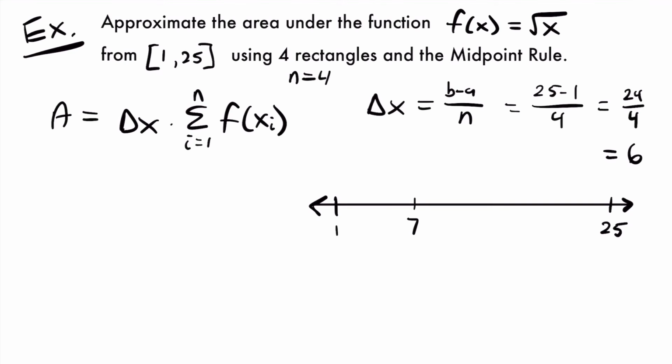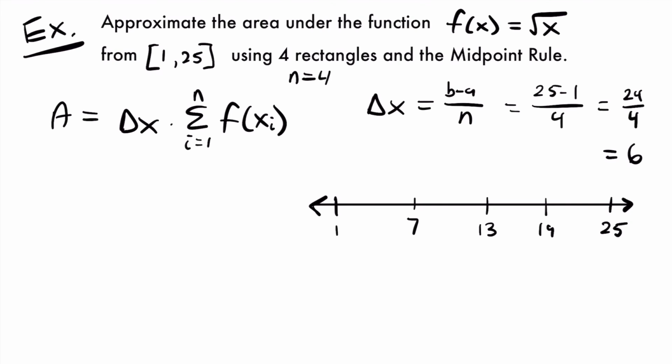And then we will add 6 again to get 13. And then we will add another 6 to get 19. And then if we add 6 again, we will get 25. And so here we have our 4 subintervals that represent where each of our 4 rectangles would be while having that width of 6. And so if we want to use the midpoint rule, we need to figure out the midpoint of each of these subintervals.